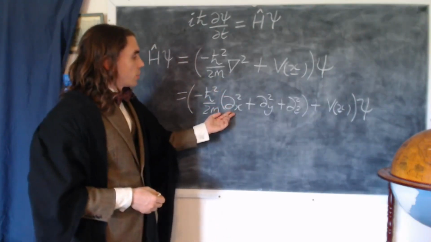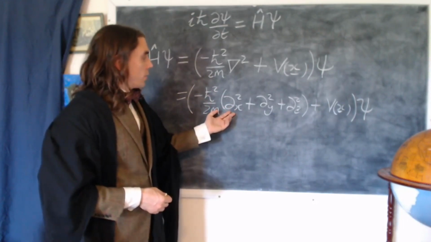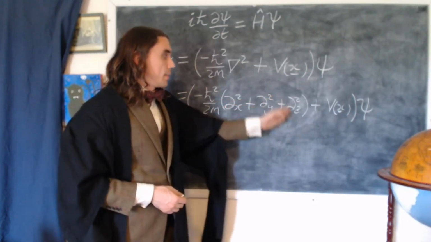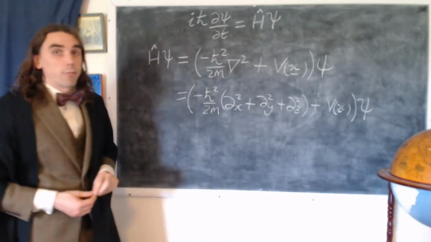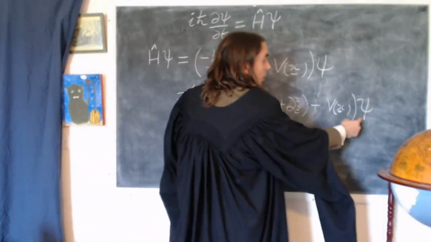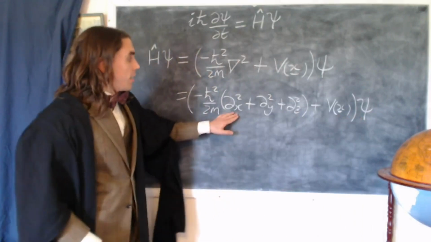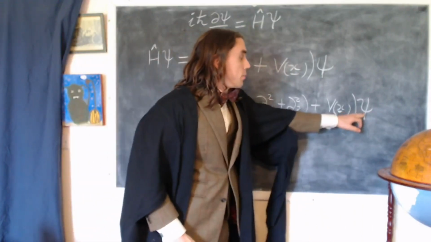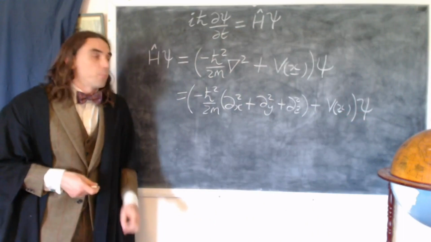So it's just the partial derivative with respect to x squared plus that of y squared and that of z squared, remembering the notation from the last board. And if this looks confusing, just remember this is always acting on psi. So this term here, dx squared acting on psi, is really just psi double prime.